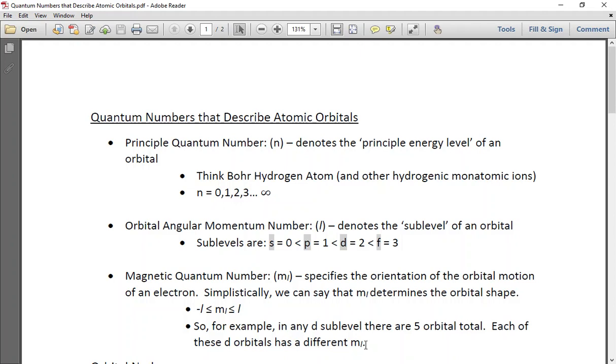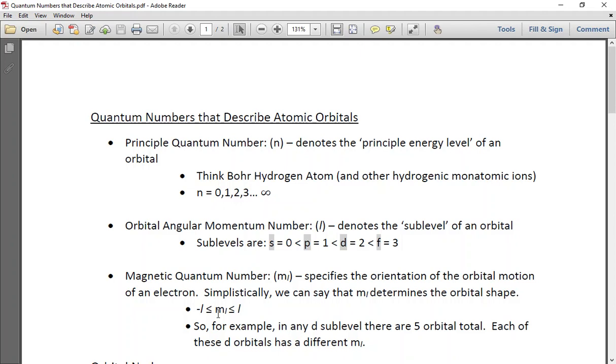Okay, so just to be totally clear, when we are speaking about an f sublevel, we notice that the orbital angular momentum number for an f sublevel is 3, so the possible m sub l values within an f sublevel are -3, -2, -1, 0, 1, 2, and 3. Notice that that's 7 integer values. Each of those integer values describes a different orbital. So in any f sublevel, there are going to be 7 different, degenerate orbitals.